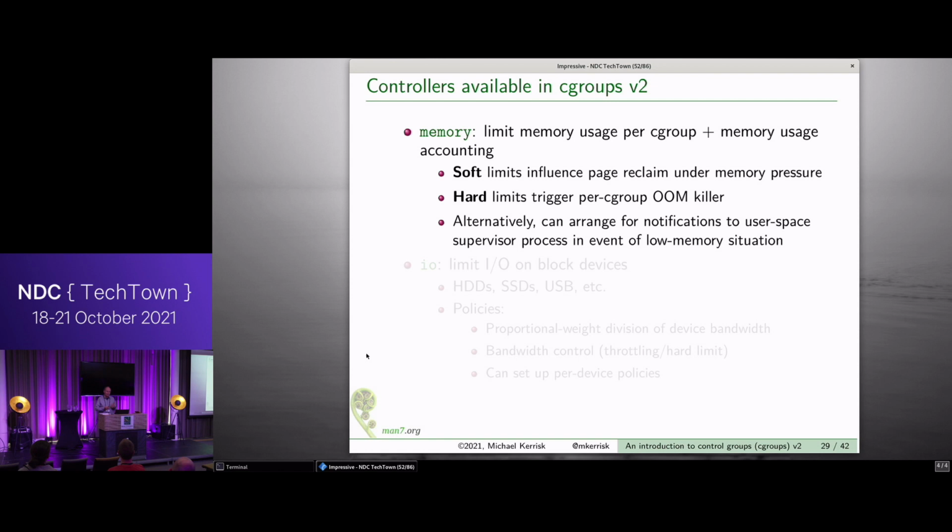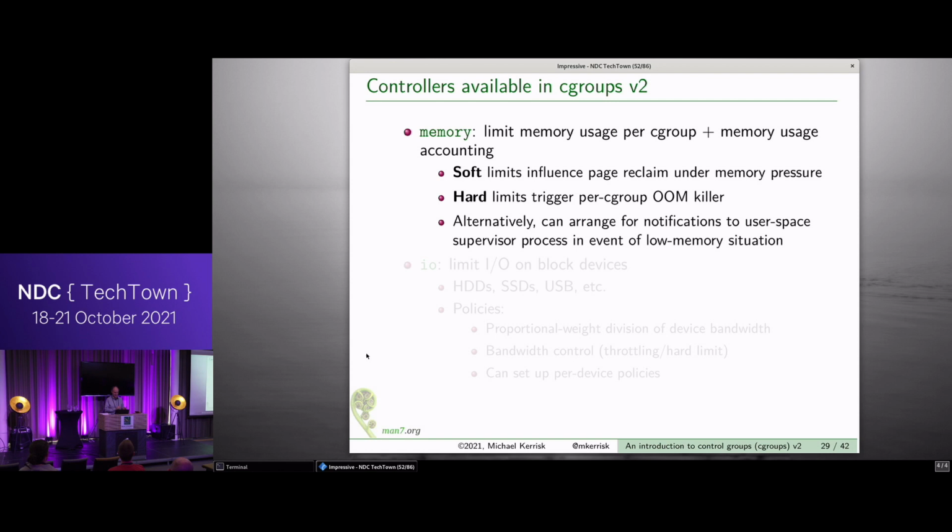We've got a memory controller. Memory controller lets you limit the amount of memory that is being used by a group of processes. And for each C group, you can set up a couple of limits. A so-called soft limit. If the processes go over that soft limit, they'll start getting swapped out if there is memory pressure. And there's a hard limit. And if processes go over the hard limit, then the killer comes out to play.